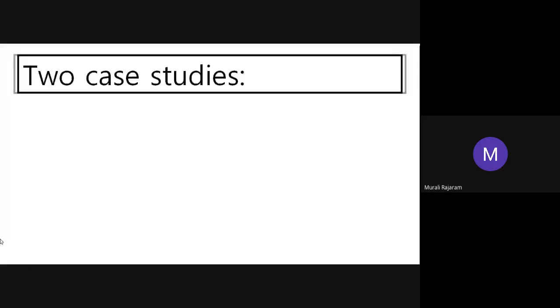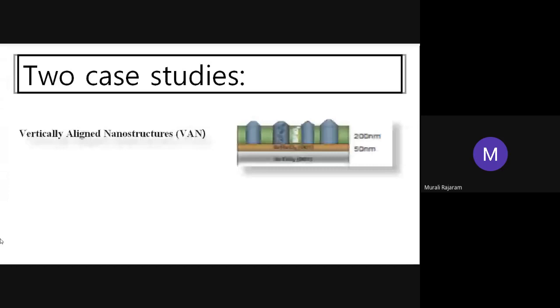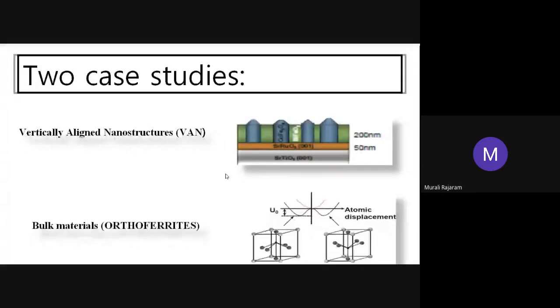For this presentation, I'm going to take 2 case studies. As I said, for nanomaterials, I'm going to talk about a class of materials called vertically aligned nanostructures. These nanostructures are vertically aligned and epitaxially grown on a single crystalline substrate as single epitaxial thin films. I'm going to concentrate most of my talk on these vertically aligned nanostructures, and if time permits, I will present our work on the bulk materials.